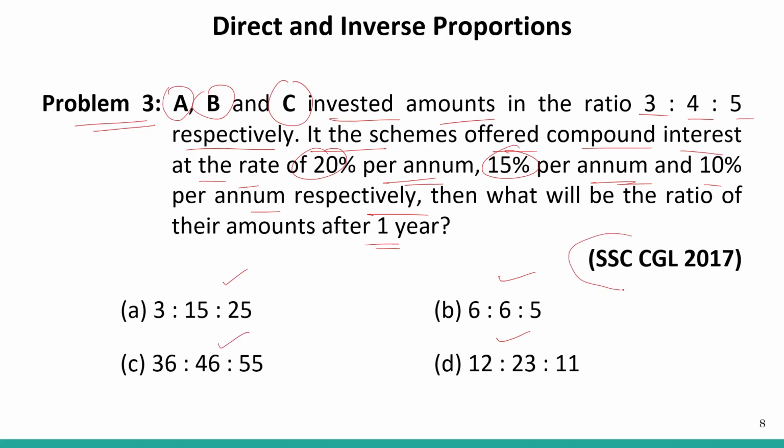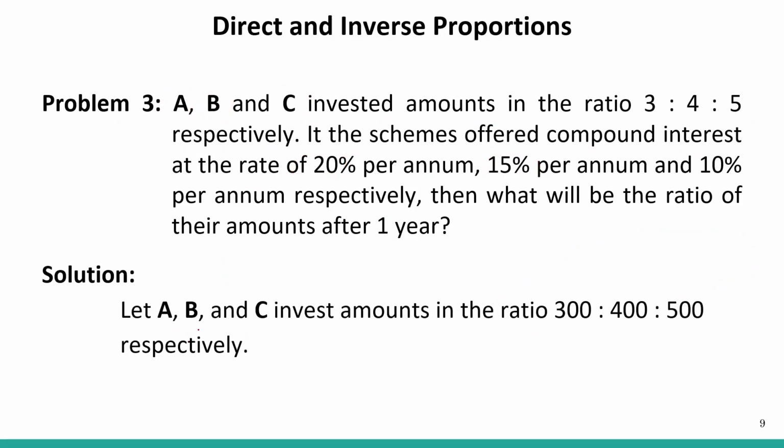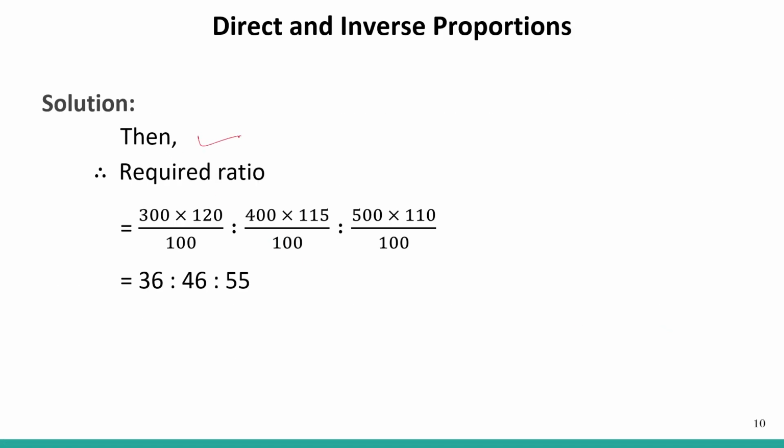So this question has been asked in SSC CGL 2017 exam. Okay, so let's go forward and see the solution to arrive at a better conclusion. Since A, B, C invest amounts in the ratio 300:400:500 respectively, we calculated the required ratio. So 300 into 120 by 100 is to 400 into 115 by 100, 500 into 110 by 100.